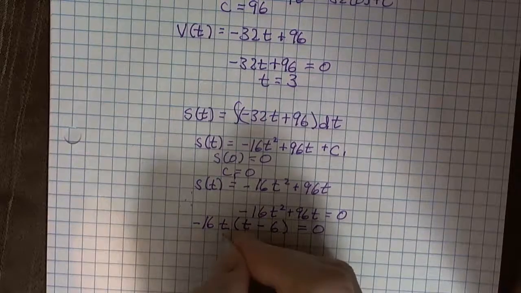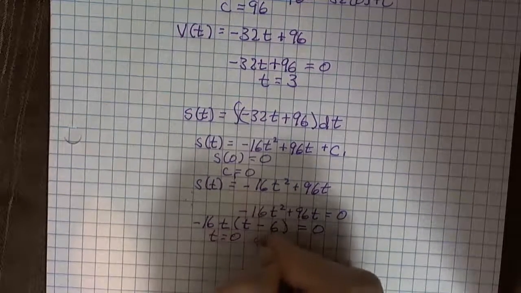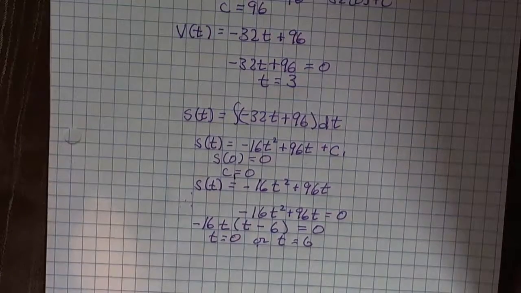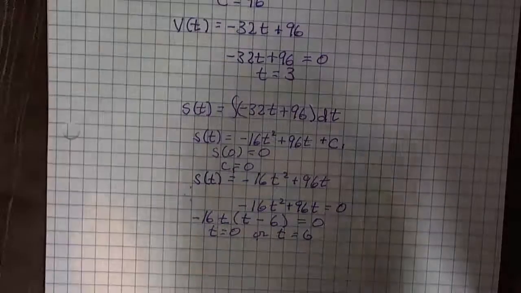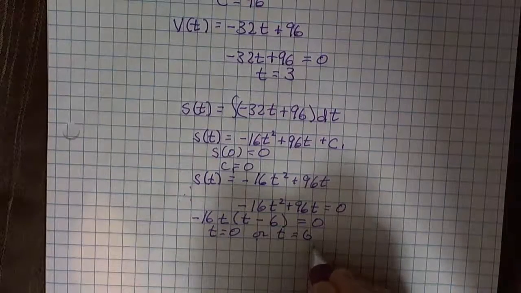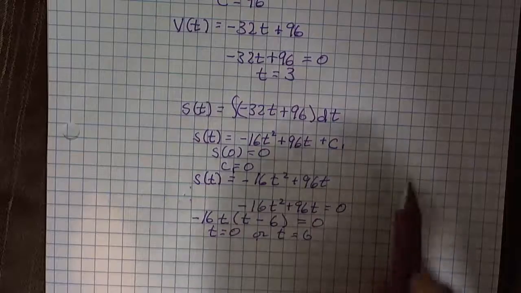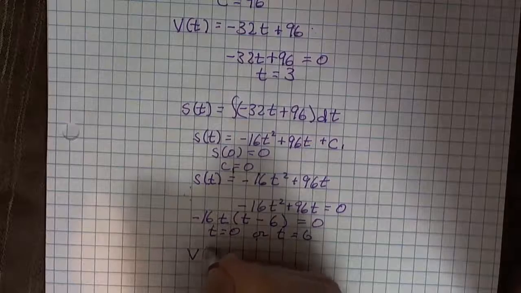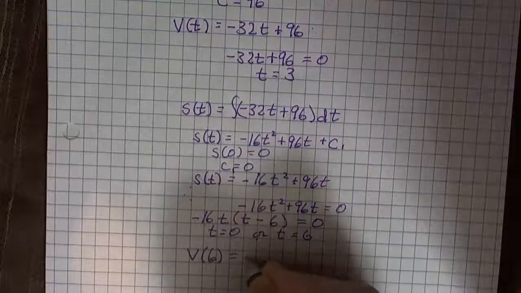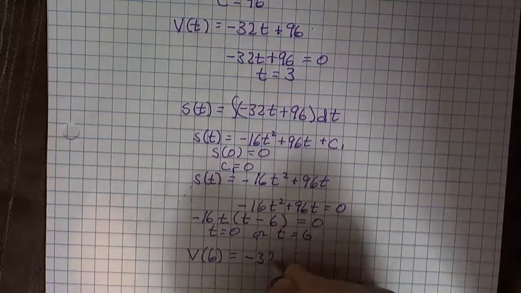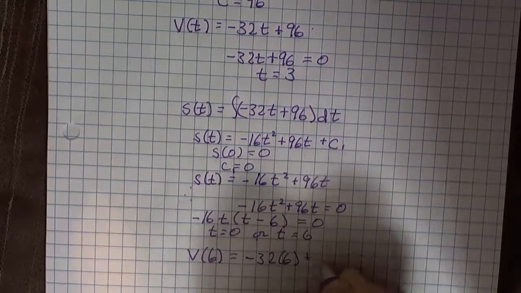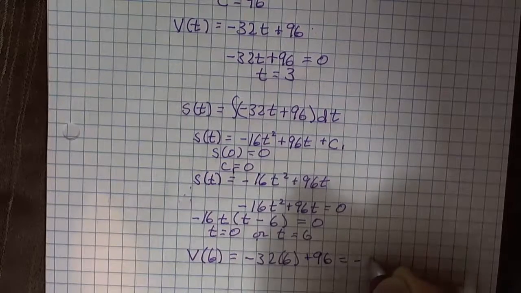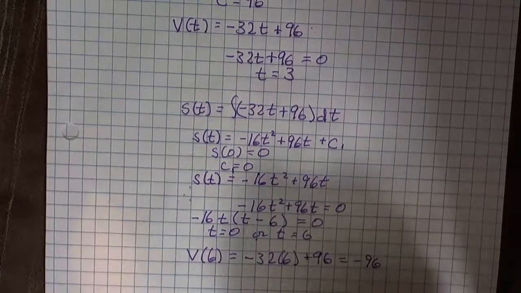And that means that the ball is on the ground at t equals 0 or t equals 6. And we could say, well, what is the velocity when the ball hits the ground? Well, if you want to know the velocity when the ball hits the ground, just take this 6 and plug it back into the velocity function here. So v of 6 is equal to negative 32 times 6 plus 96. And I guess that will give you negative 96 feet per second.